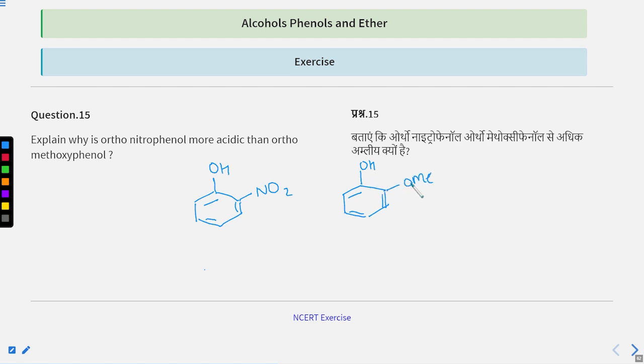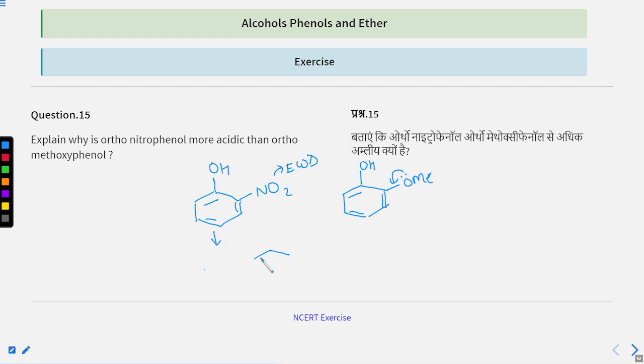If I ask you which one will show the minus I effect and the minus M effect, that will be NO2. So it is an electron withdrawing group, and hence it will help in removing the H from here. Now if I talk about this OMe, then it is increasing the electron density through lone pair donation. So this will make the abstraction of this hydrogen difficult. Is this clear?